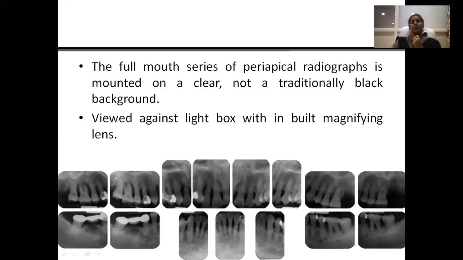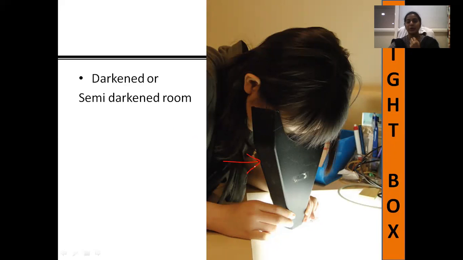So usually the full mouth series of periapicals we take should be viewed on a clear background, not on a black background, and we should use a light box. This light box is a viewing box, which has an inbuilt magnifying lens, which helps us appreciate the bone levels in a better way. We will be able to better appreciate the alveolar bone levels. This process should be done in a darkened or semi-darkened room. Periapical or even panoramic radiographs are placed on a clear background, and with the help of the viewing box, we will view the radiograph.